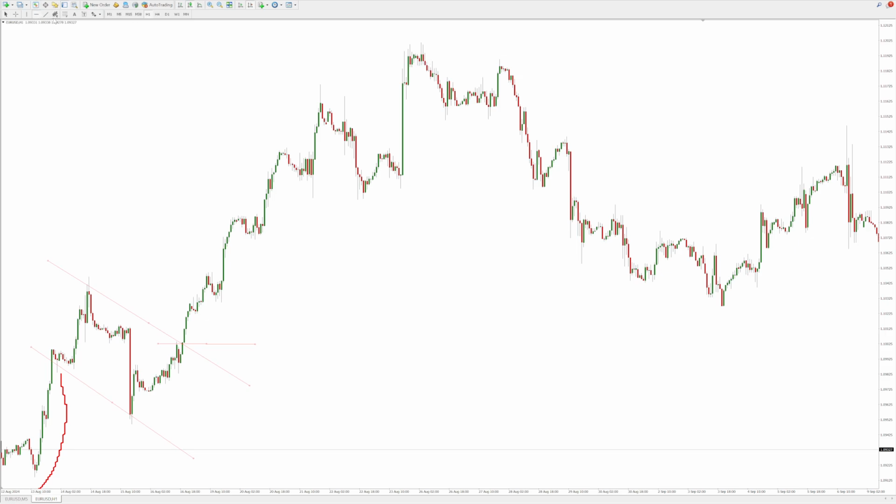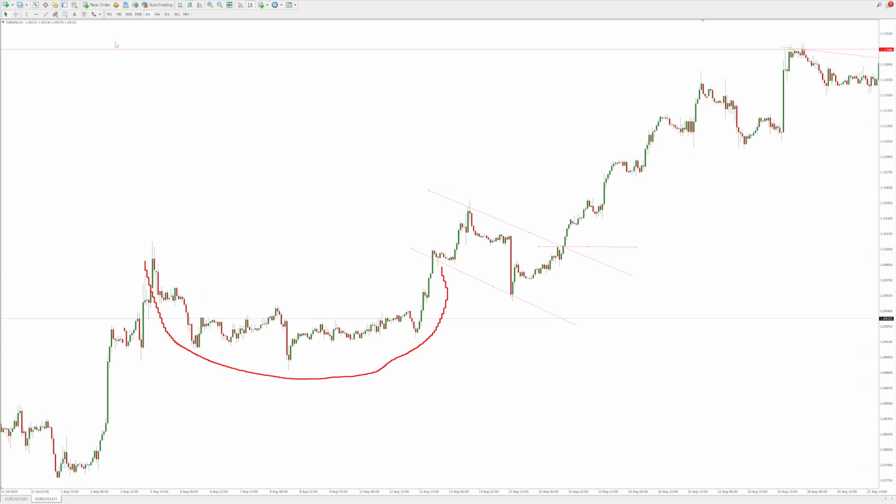When you see this resistance up here being tested, price didn't manage to reach that resistance level again there. Lots of bearish candlestick patterns. It would have been a good idea to exit either here or definitely here. As you can see, the market starting to go down.